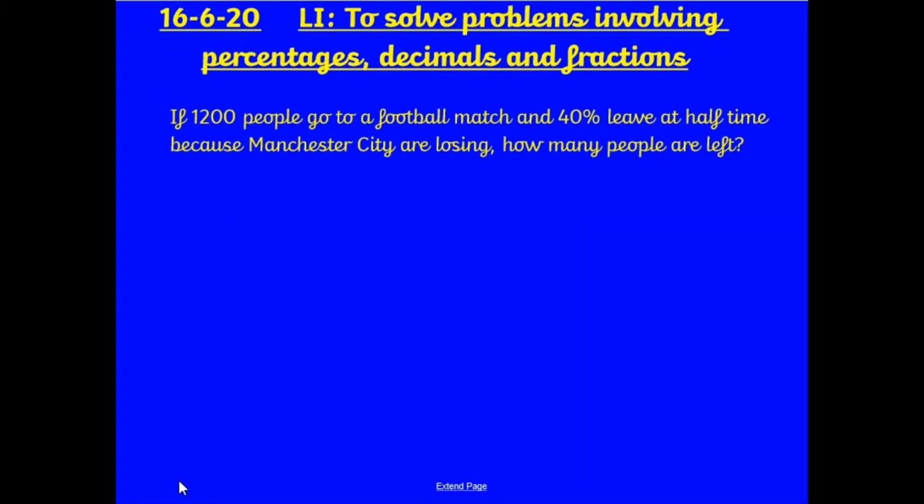Now then, we're going to be looking at word problems today, and you're going to have to work out how we're looking at percentages, at decimals, at fractions. So let's have a look at the first one here.